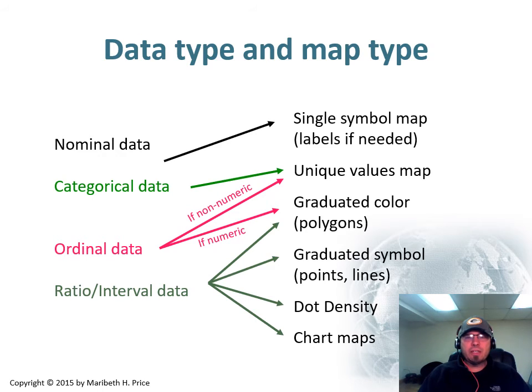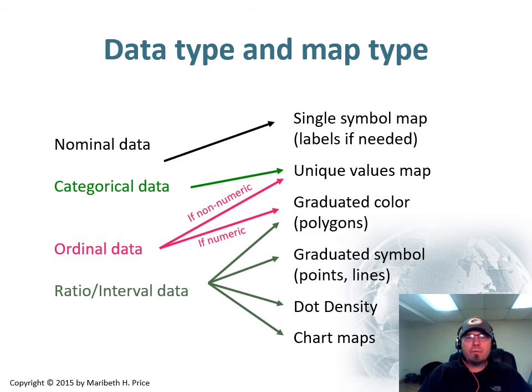So like we saw before, there are different types of maps for different types of data. If you're just using nominal data, you're going to use a single symbol map. We talked about that earlier. There's nothing much going on there. It's just place names. You're throwing things on a map just to show people where things are. With categorical data, you're going to choose the unique values map option. Then you have ordinal data, which depends on whether that ordinal data is numeric or non-numeric. It'll dictate whether you use unique values or graduated color.